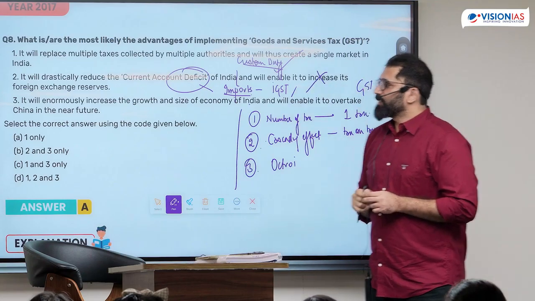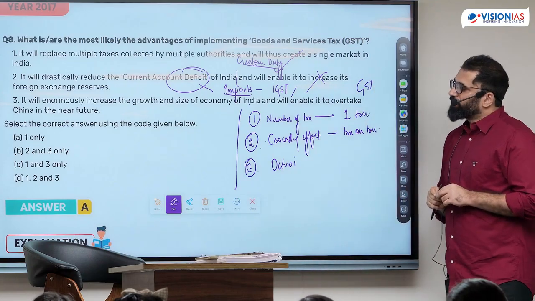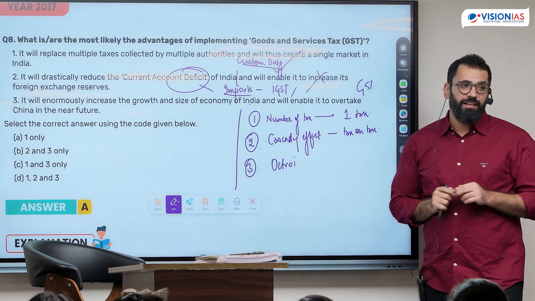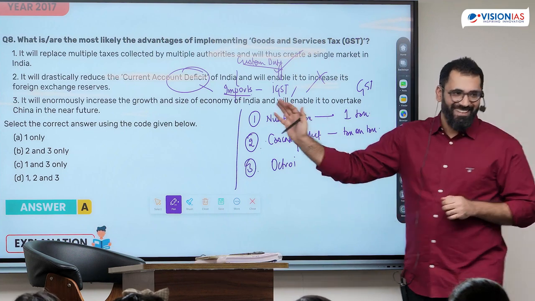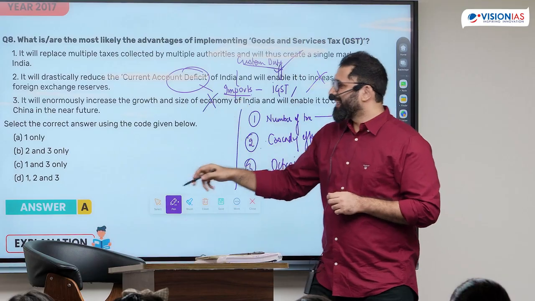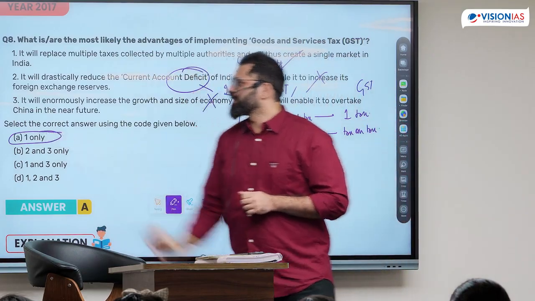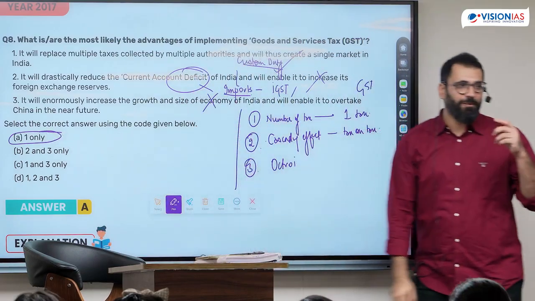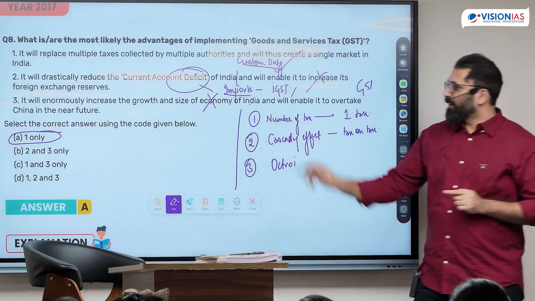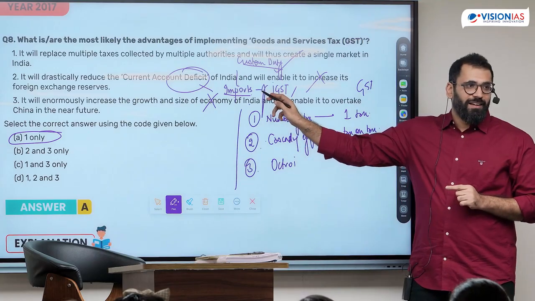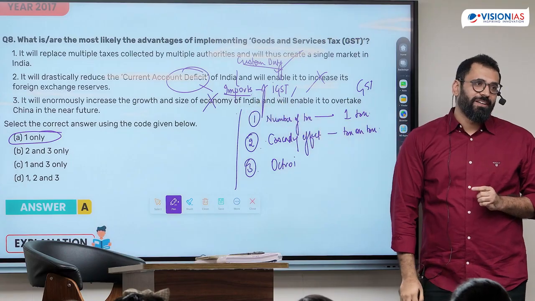It will enormously increase the growth and size of economy of India and will enable it to overtake China in the near future. Is it clear? Absolutely has no sense. Answer is? So sometimes they make the statement so outrageous that it looks incorrect from the go. If I had written only up to here, this would be a very controversial statement.